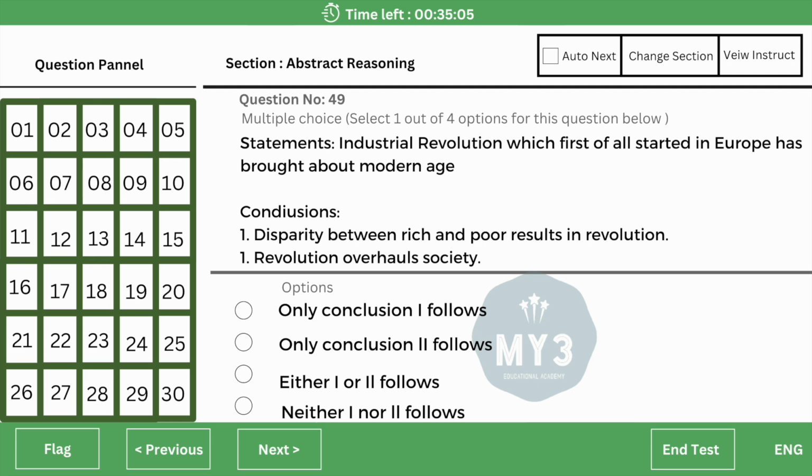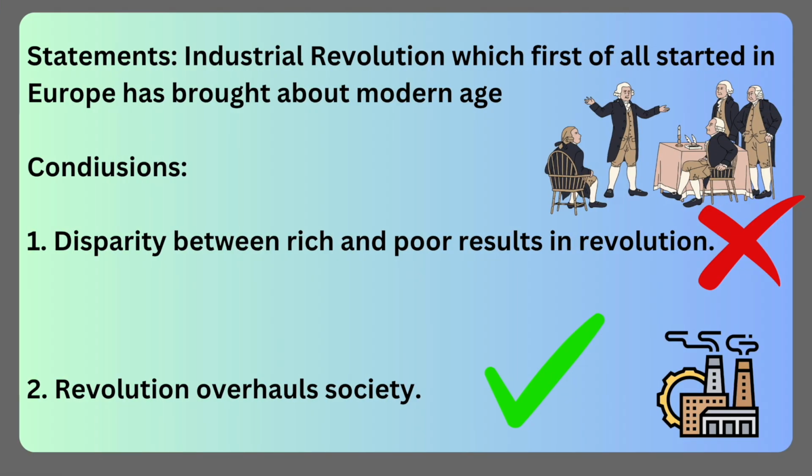So the industrial revolution, which first of all started in Europe, has brought about the modern age. The conclusions here: disparity between rich and poor results in revolution. Revolution overhauls the society. These are the conclusions they have given. First of all, you have to understand this is a question from statements and conclusions. Using that statement, what can we conclude? Don't imagine much. Whatever data is given in written form, take that data properly and then decide which of the following will be a proper conclusion for it.